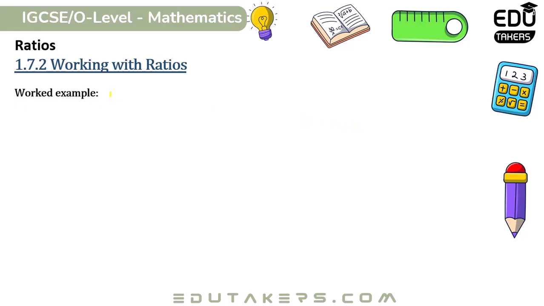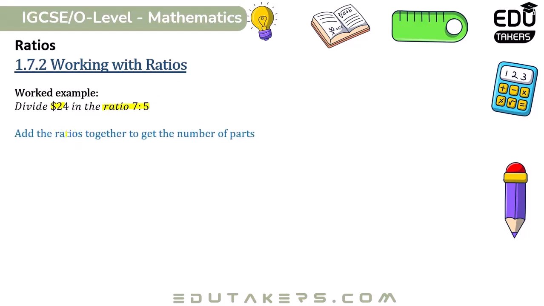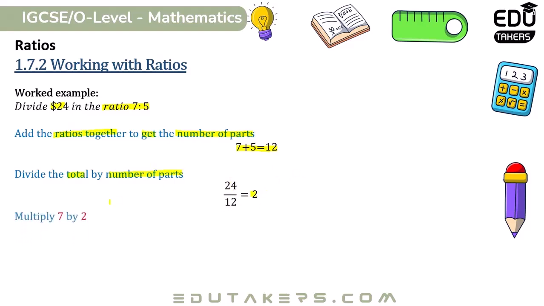A worked example of sharing in a ratio: divide $24 in the ratio 7:5. Add the ratios together to get the number of parts. 7 plus 5 equals 12. Now divide the total by the number of parts. So 24 over 12 equals 2.